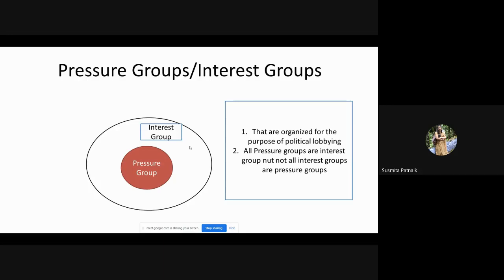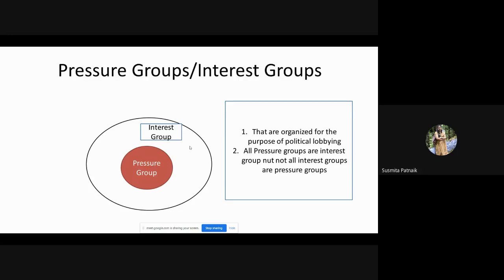When there is lobbying, lobbying means motivating a person to do certain work in favor of them. This is a type of skill. So pressure groups are organized for the purpose of political lobbying. What do you mean by interest groups? Interest groups are groups that work for their specific interest. So there is a conflict between interest groups and pressure groups.